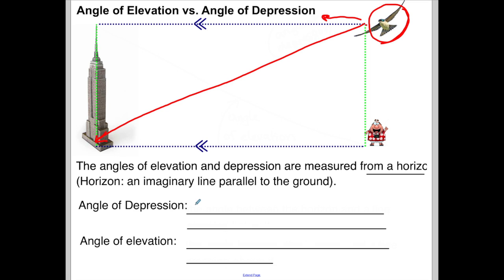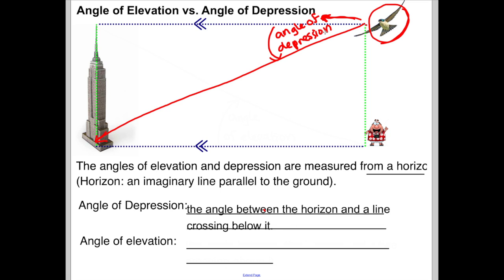So the angle of depression goes from the horizon, the direction he's going, and it's between the direction he's going and his eyesight. So if you see here, we'll say the angle between the horizon and a line crossing below it. This line below it is his eyesight. This is the angle of depression. Angle of depression is between the horizon here, so this blue line, and the red line.